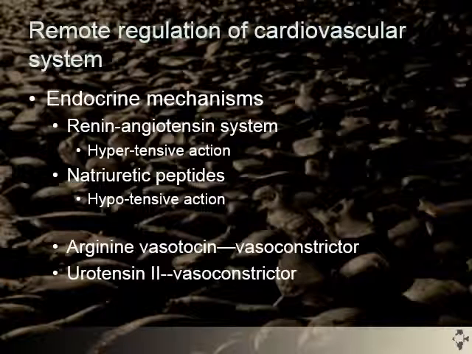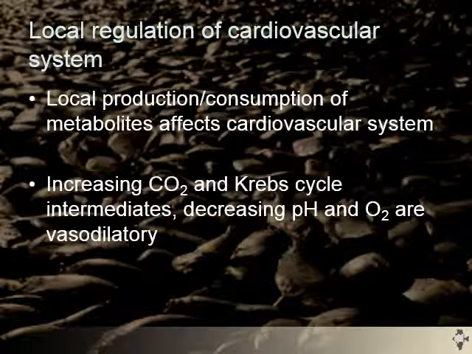A couple of others here, arginine vasotocin. This is a vasoconstrictive peptide that's released by the pituitary. Urotensin 2 is also another vasoconstrictor released by the urophysis, which is a part of the endocrine system of fishes. So there's a lot of different endocrine mechanisms as well as nervous system mechanisms to regulate some additional local factors that will influence the cardiovascular system.